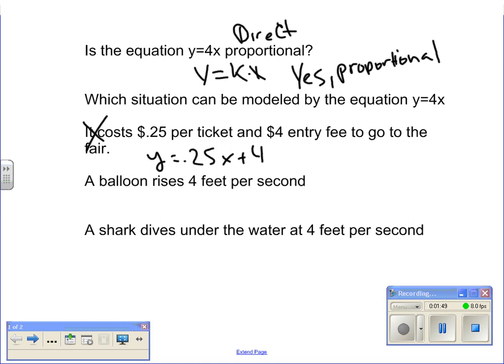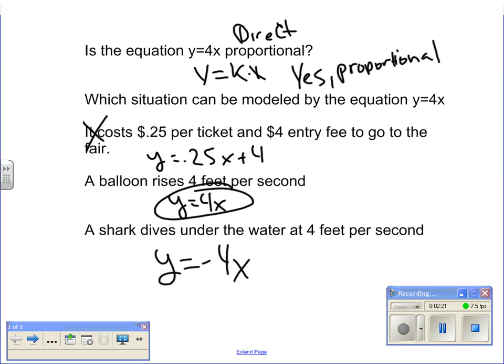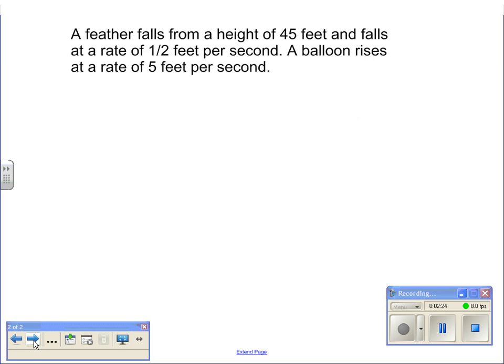A balloon rises at 4 feet per second, all right? So every second it goes up 4 feet. So that seems to be what's going on with our equation, right? 4 times the number of whatever, right? In this case, it's going to be seconds. So y equals 4x would work. All right, so the next one, a shark dives under the water at 4 feet per second. Well, this one is diving, right? The shark is diving, so it's actually losing 4 feet per second. So the only one that's going to work is the balloon, all right? So keep on going right here.